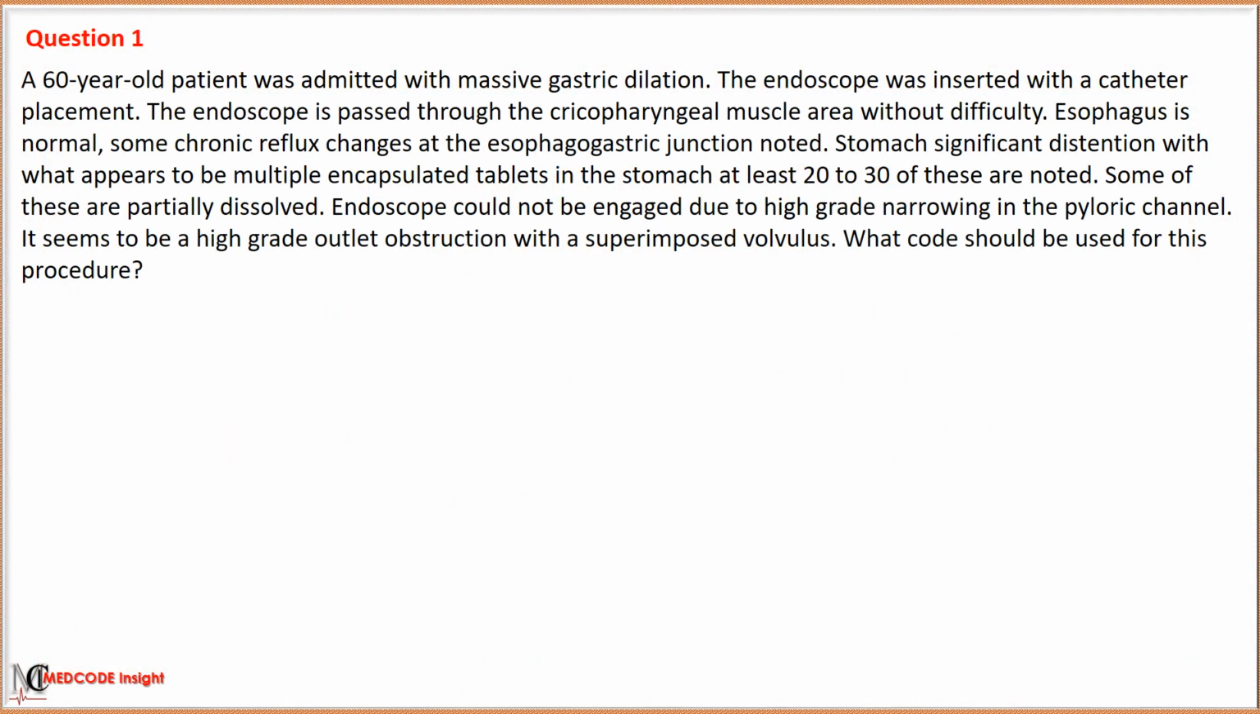A 60-year-old patient was admitted with massive gastric dilation. The endoscope was inserted with a catheter placement. The endoscope is passed through the cricopharyngeal muscle area without difficulty. Esophagus is normal. Some chronic reflux changes at the esophagogastric junction noted. Stomach: significant distension with what appears to be multiple encapsulated tablets in the stomach. At least 20 to 30 of these are noted. Some of these are partially dissolved. Endoscope could not be engaged due to high-grade narrowing in the pyloric channel. It seems to be a high-grade outlet obstruction with a superimposed volvulus.